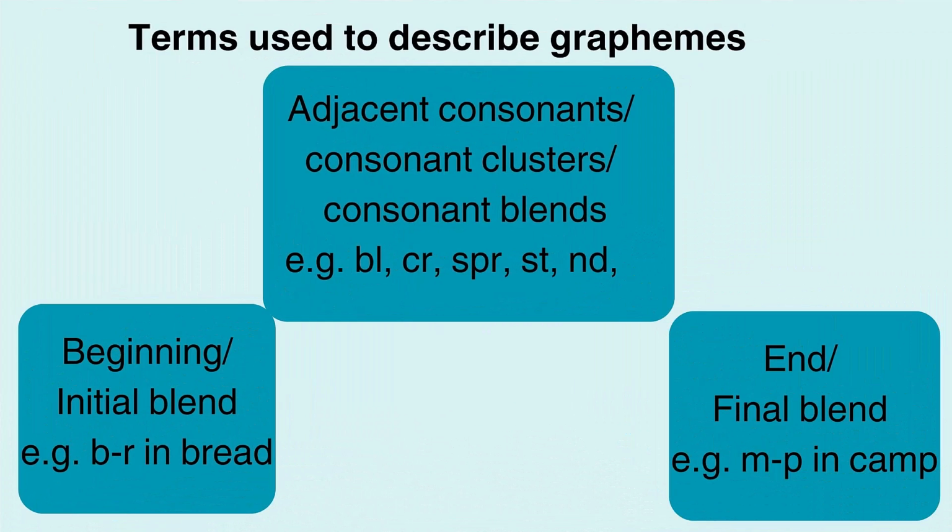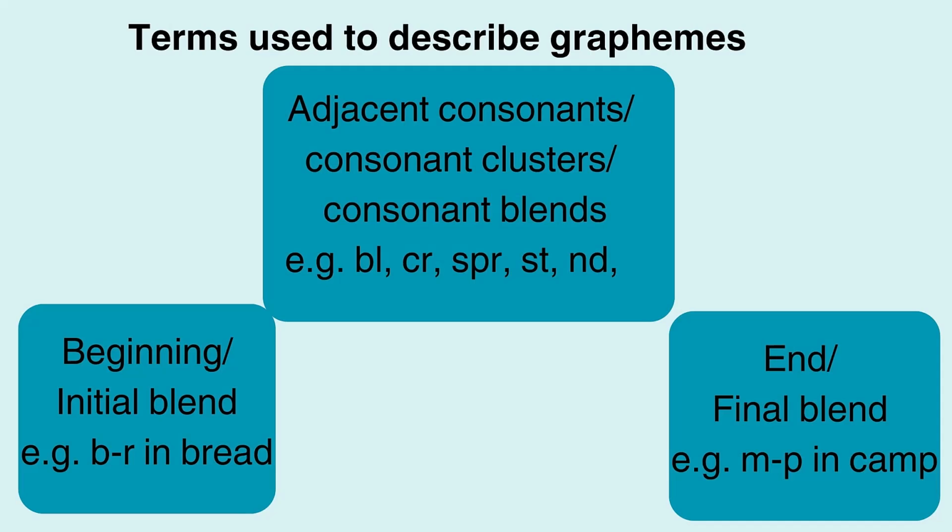Adjacent consonants, also known as consonant clusters or consonant blends, are two or more consecutive consonants in a word, which retain their individual sounds. For example, BL in black, CR in crisp, SPR in spring, ST in fast, and ND in land. A beginning or initial blend is when a consonant cluster appears at the beginning of the word.